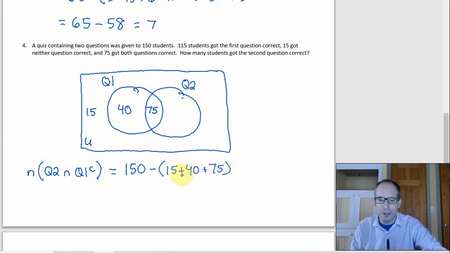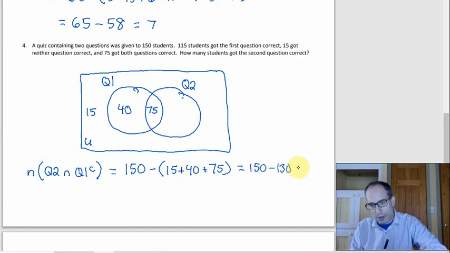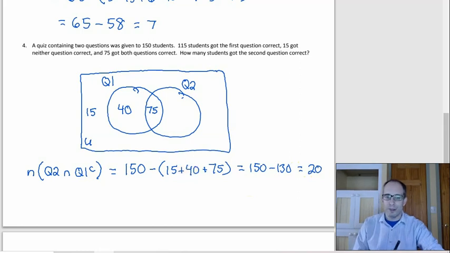And if you add these up, that's 130, right? Because it's 115 plus 15. So this is going to end up being 150 minus 130, which is 20. So we know that's what goes up in here. And I guess I can write this in. This is going to be a 20, right? That's the thing we just solved.